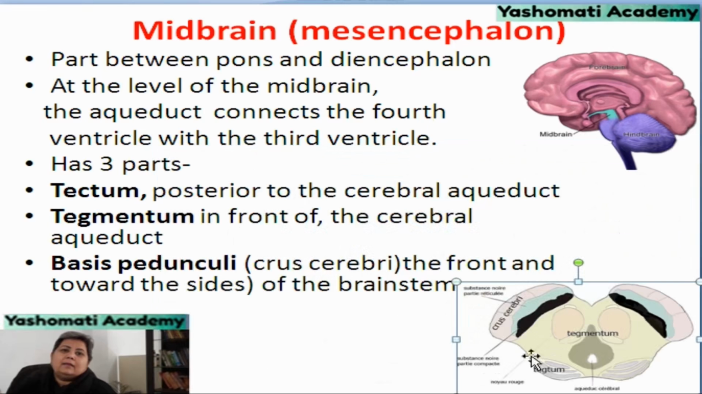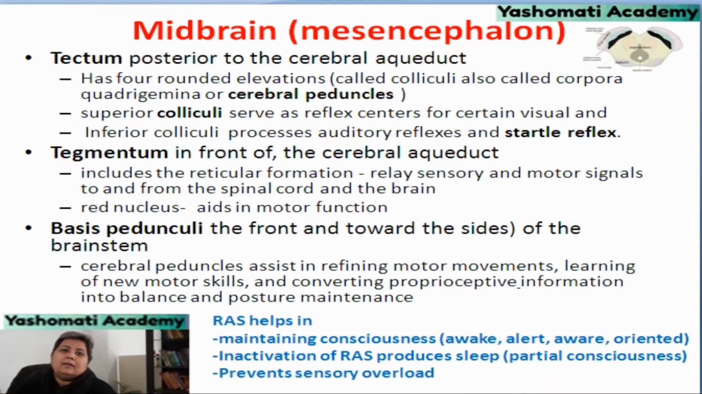So that is about the structure of the midbrain. Tectum lies posterior to the cerebral aqueduct. Tegmentum lies in front of the cerebral aqueduct, and basis peduncle lies in the front and toward the sides of the brain stem. Let us try to understand more about these structures.